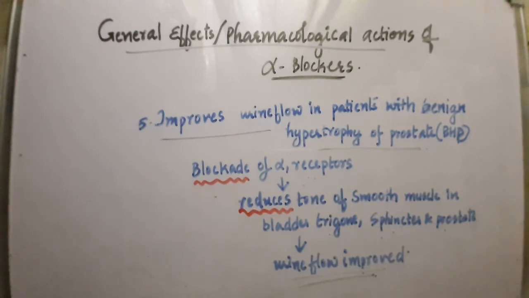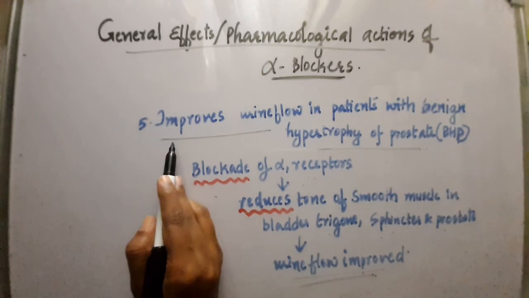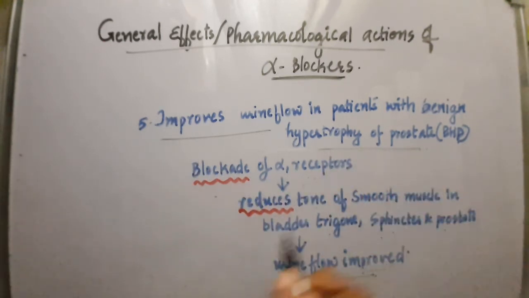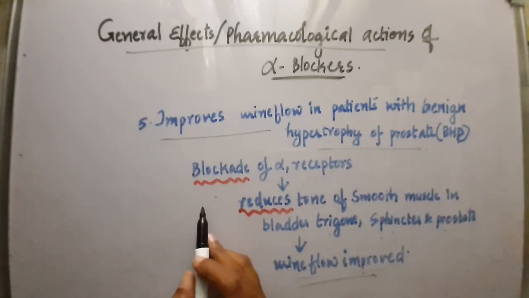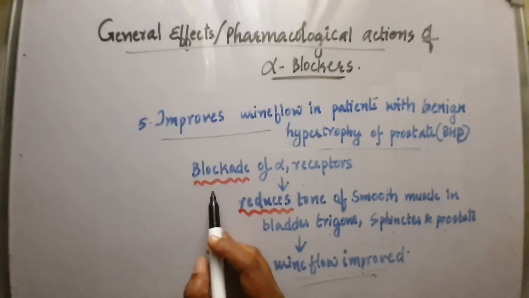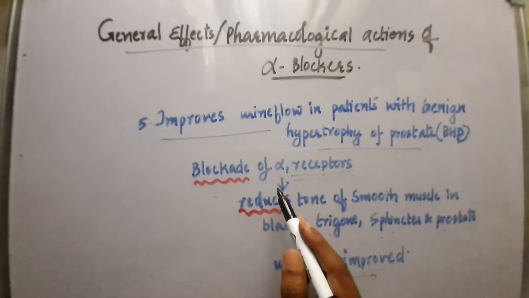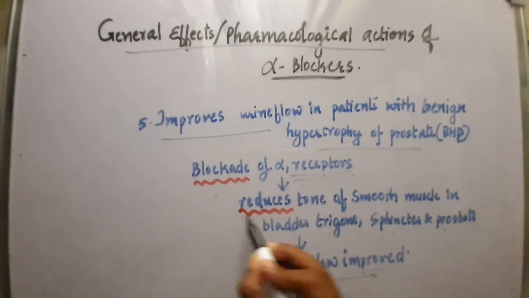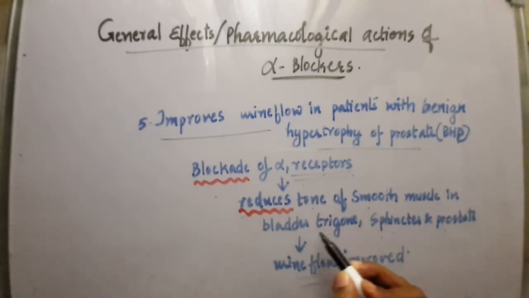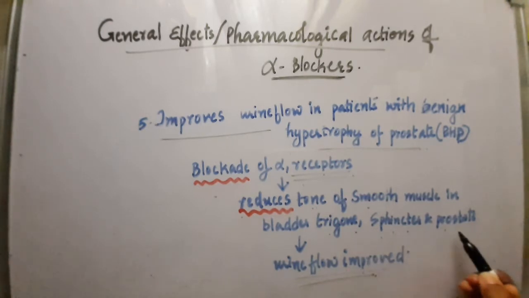The next pharmacological action of alpha blockers is that they improve urine flow in patients with benign hypertrophy of prostate. Let us see how it happens. These alpha blockers cause blockade of alpha-1 receptors. So this blockade of alpha-1 receptors reduces tone of smooth muscles in bladder trigone, sphincter and prostate. Thus, this helps in improved urine flow in patients with benign hypertrophy of prostate.